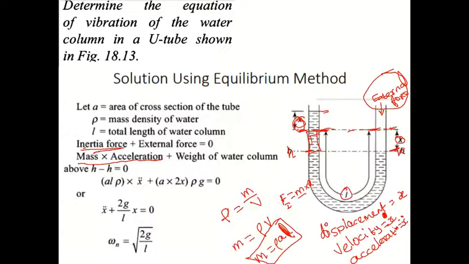So acceleration is x double dot. Here, instead of inertia force, we write mass into acceleration. The mass value is A L rho, where A is area, L is length of the column, and rho is density. Instead of acceleration, we put x double dot. So one side, the inertia force, is over.